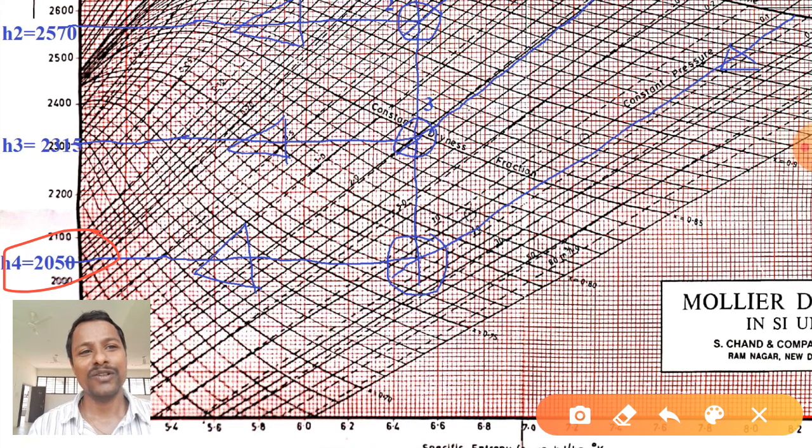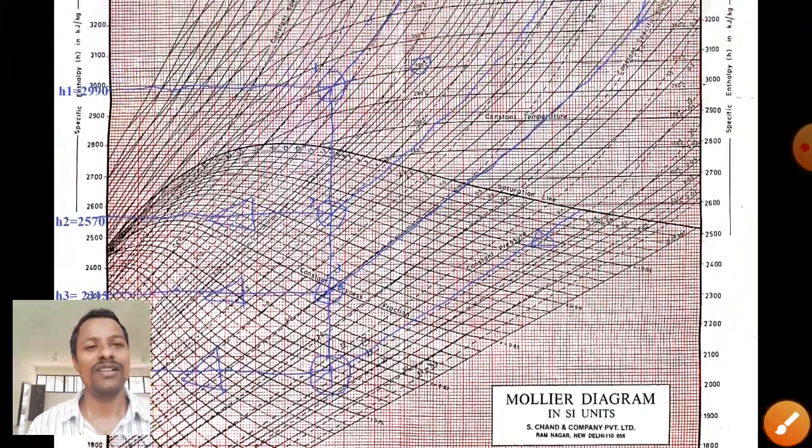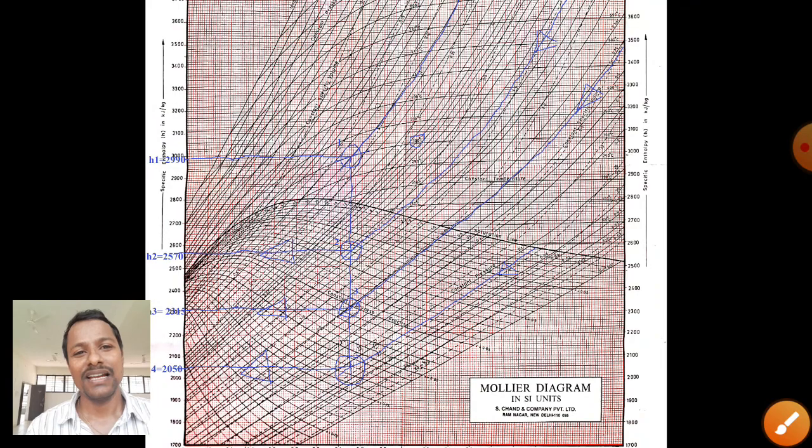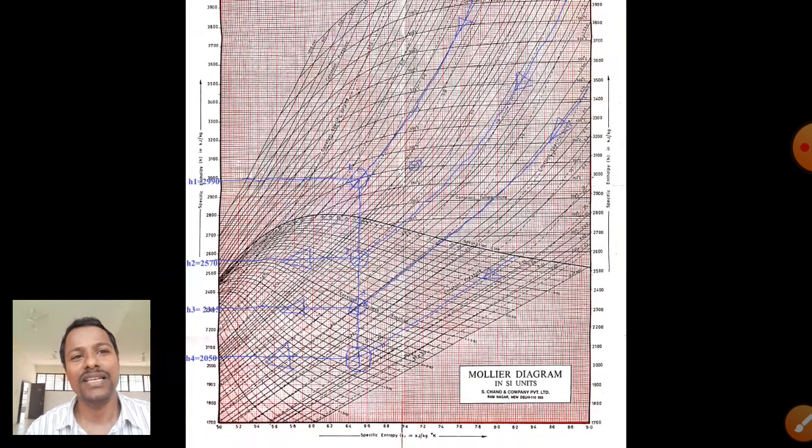So, this is how we need to refer the Mollier chart for solving the numericals, and it saves a lot of time for you. Be careful while referring to the chart and count the divisions properly. Small human errors are acceptable.